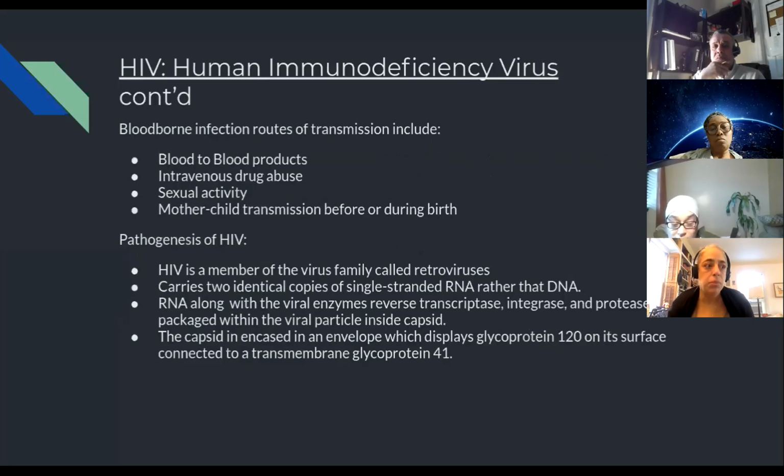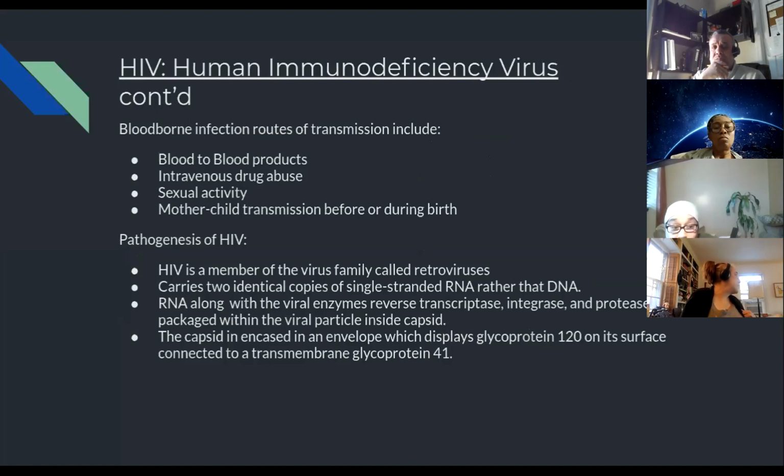Bloodborne infection routes of transmission for the HIV virus would include blood and blood products, intravenous drug use, sexual activity, and mother-to-child transmission during the birth process.